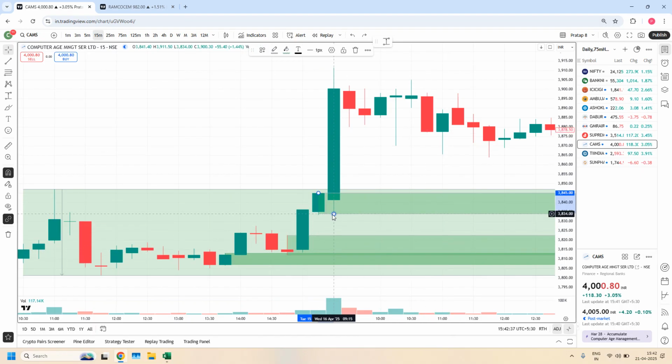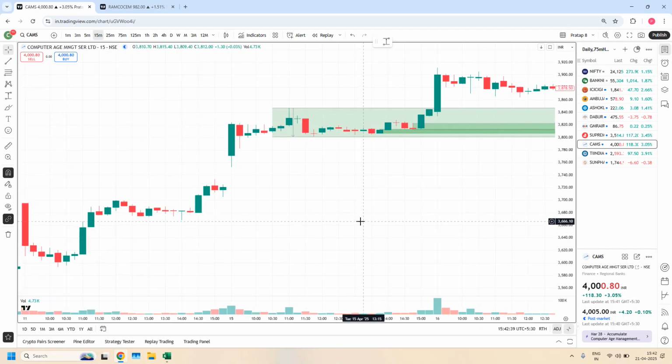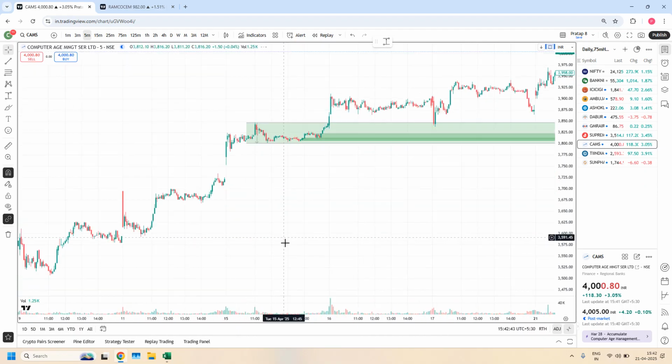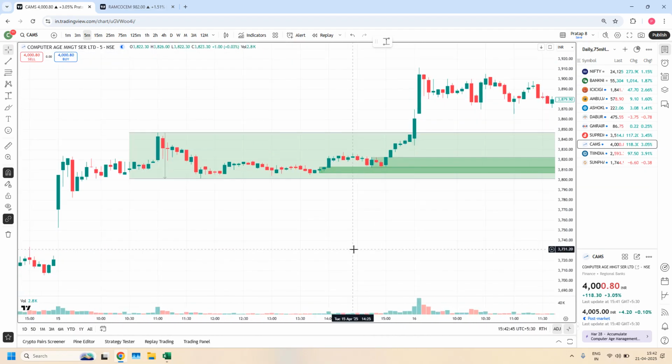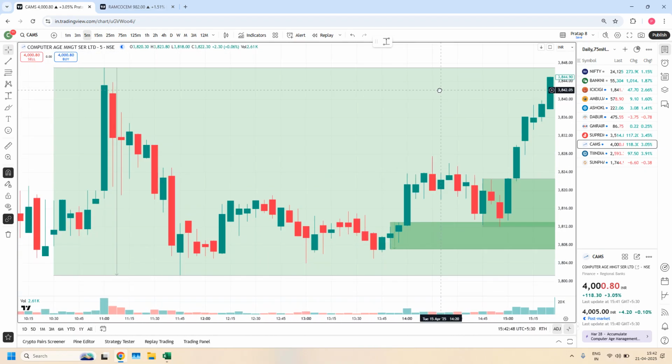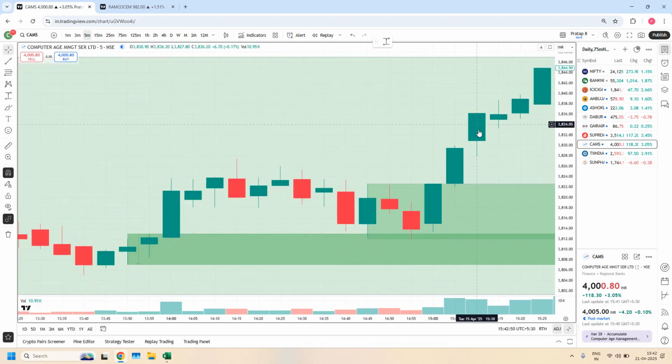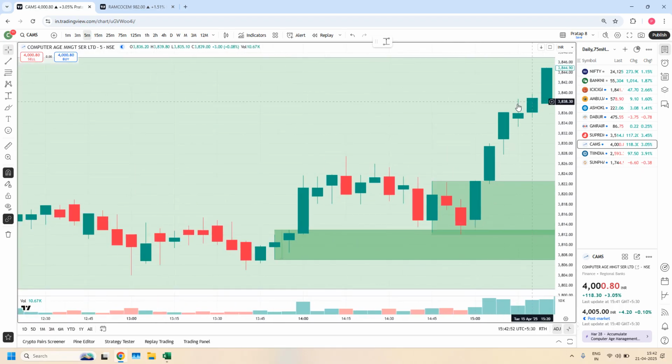So that's why I didn't draw the 15 minutes zone. But what I did, I went to the 5 minutes time frame. In the 5 minutes time frame, here in this area, let me hide, I have seen a rally, 2 base candles and rally. That way I have drawn the zone.